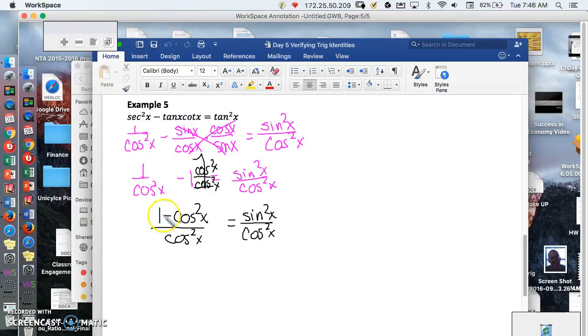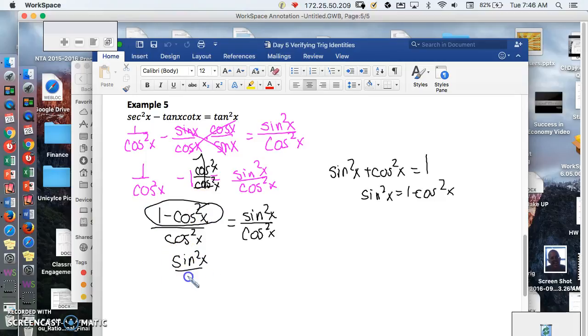And then once again, I look here, that's a Pythagorean identity. Sine squared of x plus cosine squared of x equals 1. So therefore, sine squared of x equals 1 minus the cosine squared of x, which is right here. So sine squared of x over cosine squared of x equals sine squared of x over cosine squared of x.